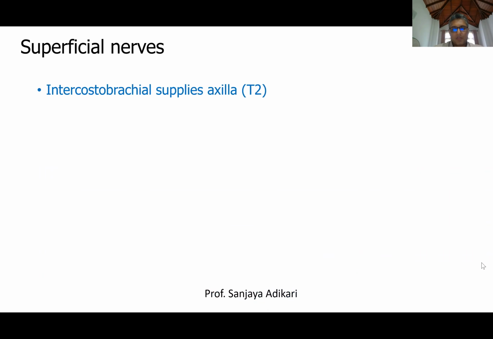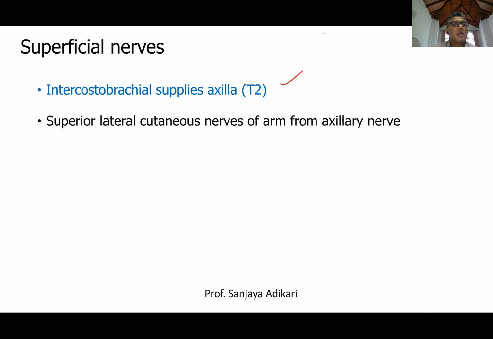Okay, a few things about superficial nerves because of that MCQ. The intercostobrachial nerve supplies the axilla with T2. It's a branch of the second intercostal nerve. Then the upper lateral cutaneous nerve of the arm is from the axillary nerve. I think I mentioned this in the previous slide.